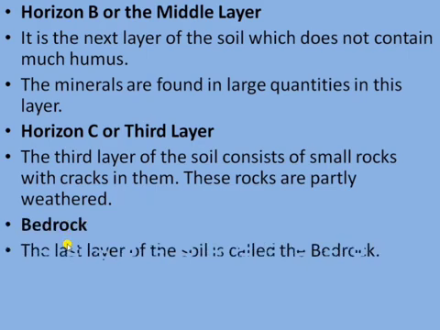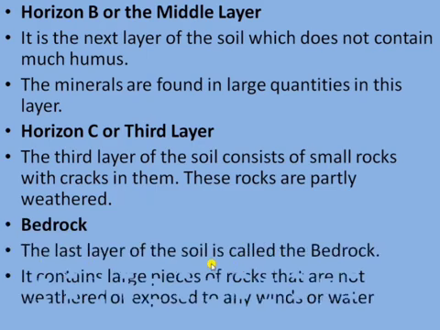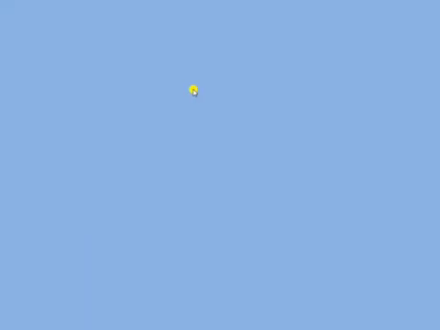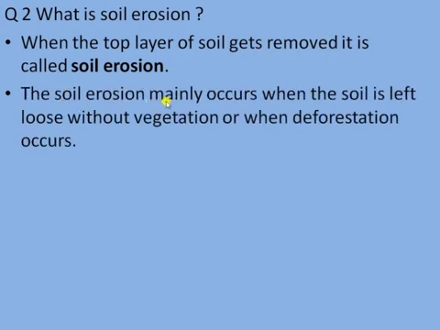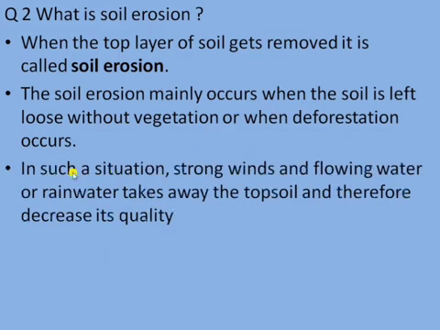The last layer is called the bedrock, and it contains large pieces of rock that are not weathered or exposed to any winds or water. Next question, what is soil erosion? When the top layer of the soil gets removed, it is called soil erosion. Soil erosion mainly occurs when the soil is left loose without vegetation or when deforestation occurs. In such a situation, strong winds and flowing rainwater take away the topsoil and therefore decrease its quality.